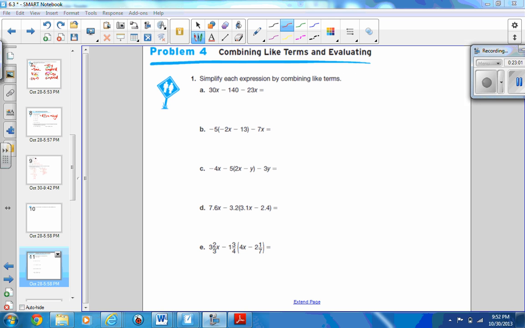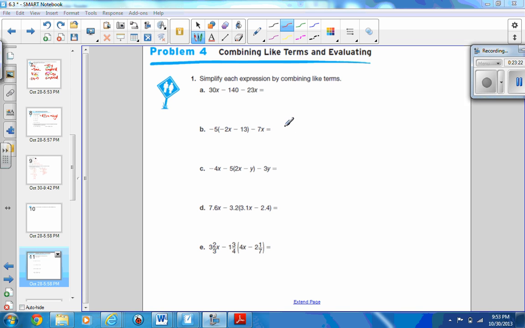Okay, so on problem 4, again, to save time, you're actually doing most of this work. Problem 4, again, you are going to combine your like terms, so you might want to do the color coding like I did in the other problems. You may need to distribute first, like in B. I'm going to warn you there, you cannot combine like terms until you distribute.